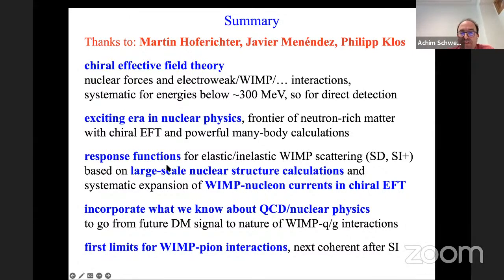And then I discussed the nuclear physics features of response functions for elastic and inelastic WIMP scattering, both spin-dependent, spin-independent, and more general coherent responses like the WIMP-pion coupling. And the general message is that it's really important that you want to do as good as possible to just include the QCD and nuclear physics effects, so that you can really pinpoint to, if there's a signal, what is the BSM physics and what is the standard model physics. Okay, thank you very much, and I'd be happy to get more questions. Thanks a lot for listening.